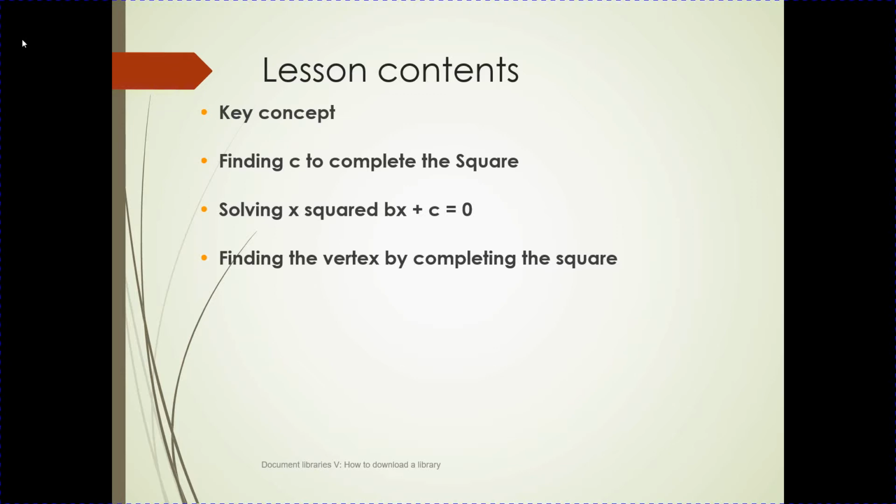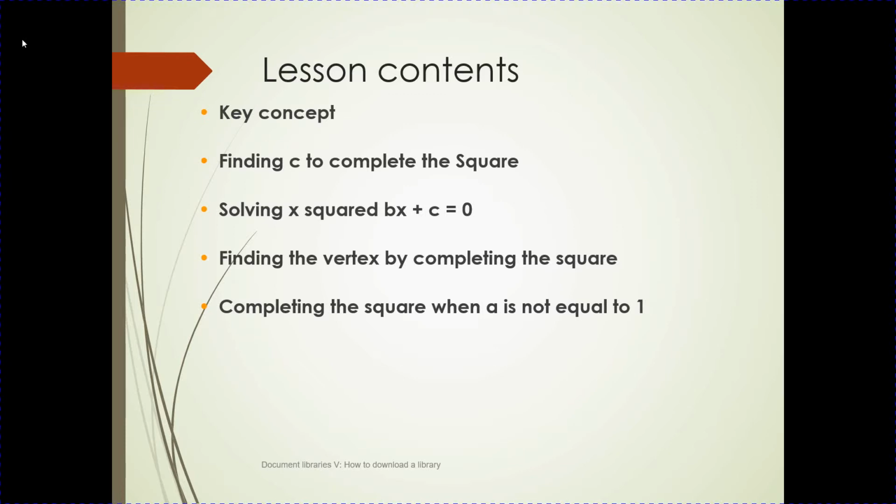Then we are going to write a given quadratic equation in the vertex form. That means in the form of a times (x plus h) the whole square plus k, where h and k become the vertex of the quadratic expression. So the completing the square method also helps us to find the vertex of a quadratic function. Then finally we will see solving quadratic equations using the complete the square method, where the value of a is different from 1. So this is all about the lesson content.